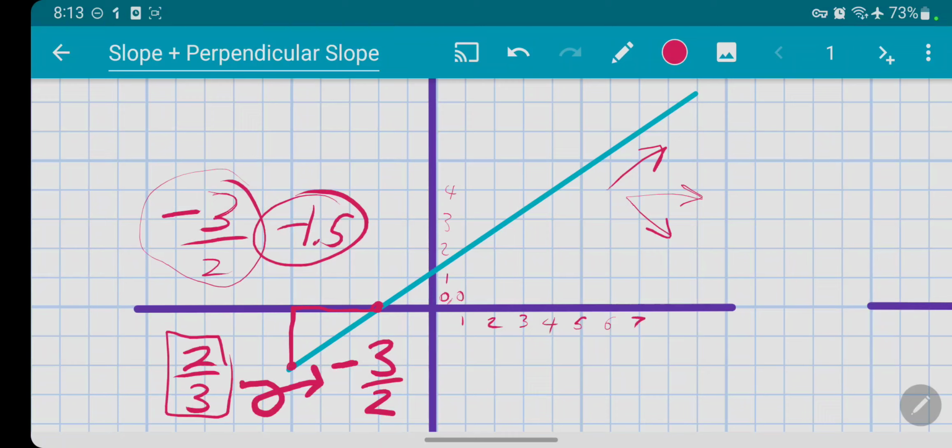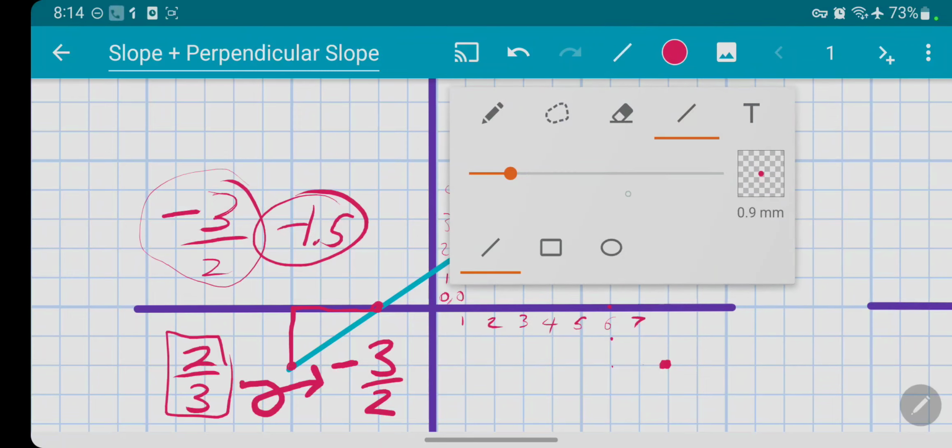And then on your worksheet, you need to draw a perpendicular line. Go anywhere on the line and count out your new reciprocal slope: down 3, over 2. And go backwards and up. Okay, and I can cheat on this because I have a line tool.